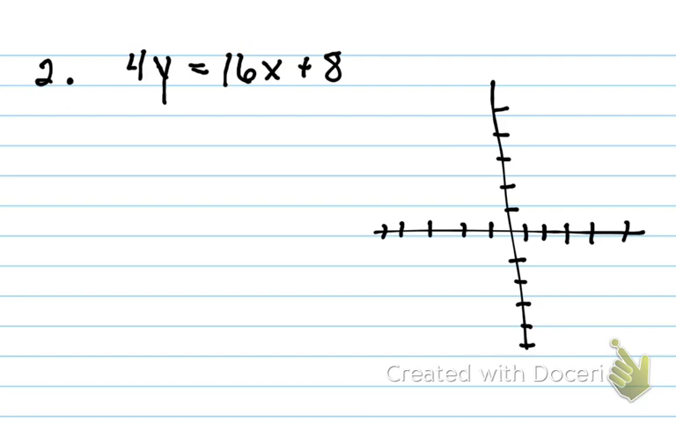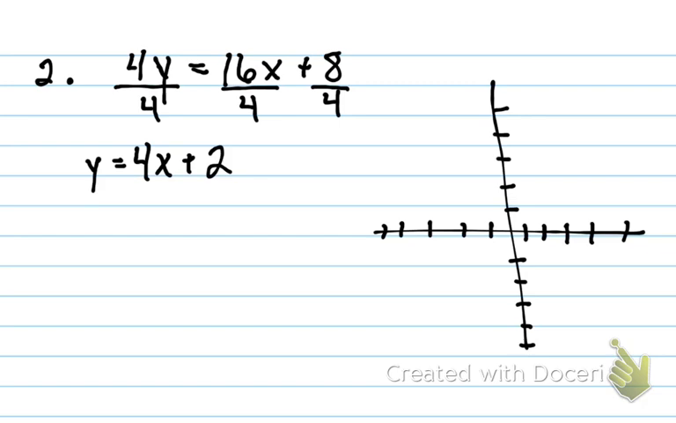Logan, what did you do in the equation to get it in slope-intercept? I divided 4y by 4 and divided 16x plus 8 by 4. Very good. He divided the entire equation by 4. And did you get y equals 4x plus 2? Yeah. Did you guys get that? Okay, so now we're back to where we were in the last equation. This equation is ready to graph. I don't need any other information to know where these points are going to go on my graph. Go ahead and sketch that graph.